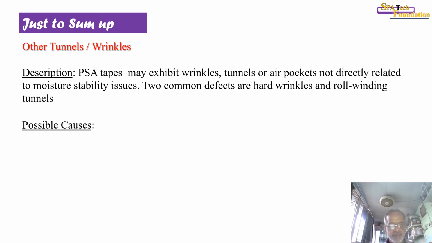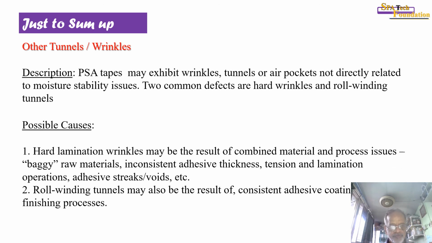Other tunnels and wrinkles. PSA tapes may exhibit wrinkles, tunnels, or air pockets not directly related to moisture stability issues. Two common defects are hard wrinkle and roll winding tunnel. Possible causes: hard lamination wrinkles may be the result of combined material and process issues, baggy raw materials, inconsistent adhesive thickness, tension and lamination operations, adhesive sticks, voids, etc. Roll winding tunnels may also be the result of inconsistent adhesive coating and roll finishing process.